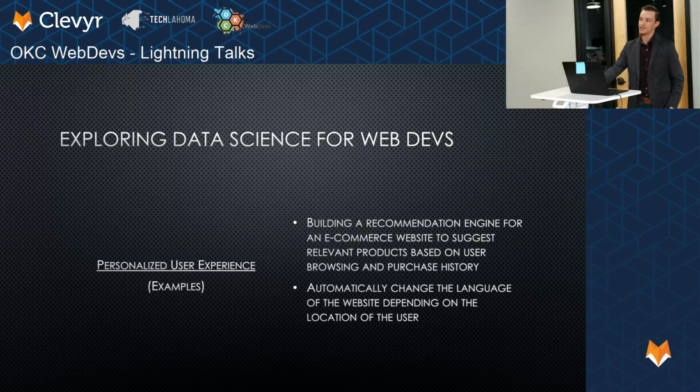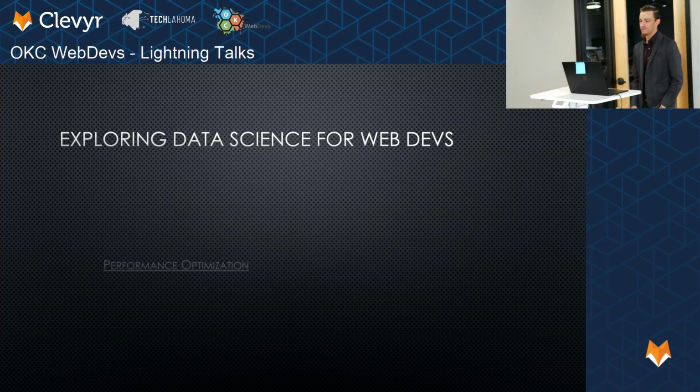We can automatically change the language of a website depending on the location. So if location of the user is some of the data you're getting from your website, something you want to try to implement, you could actually have your website change its language just based on where this person is accessing your website. Whether that's something you want to do is up to whatever your website is. But this is an example of what you can do if you have the data for it.